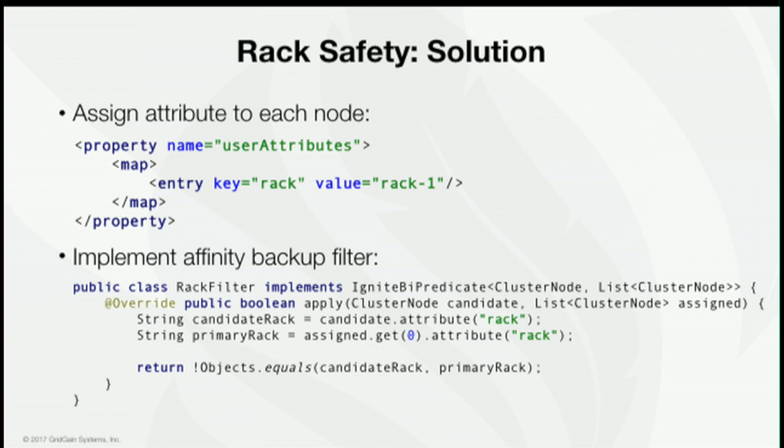And then, as a second step, we implement the affinity backup filter. Basically, this is a function that decides whether a node can be used as a backup for a particular partition or not.